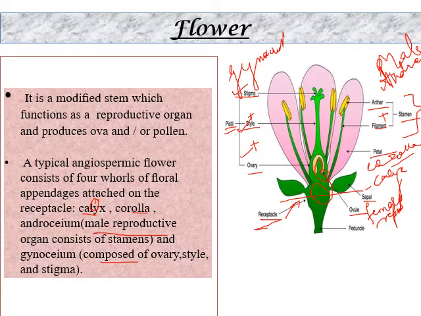So never confuse the terminologies petal and sepal. Sepal means we are talking about calyx, and petal means we are talking about corolla.